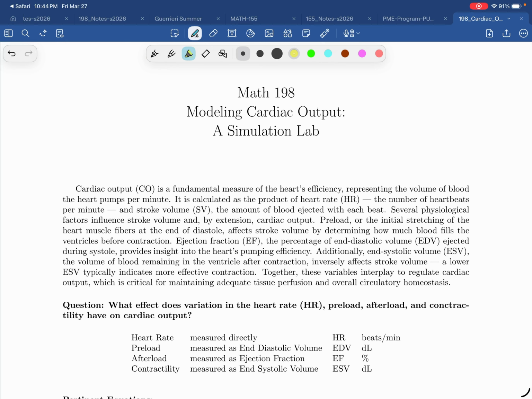Let's look at the Math 198 Cardiac Output Lab, created by Melissa Stoner. In this lab, we're going to use basic calculus and basic derivatives, along with some basic algebra, to understand a little bit how the heart works and to model blood flow and, well, cardiac output.